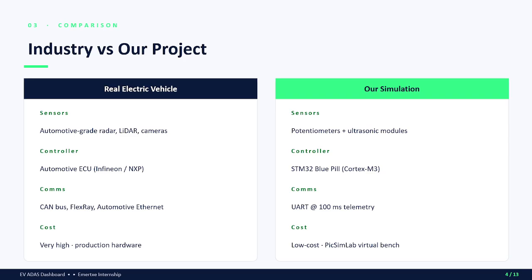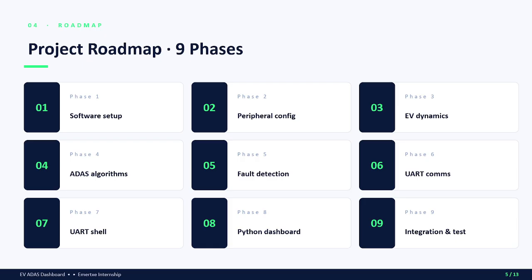Real electric vehicles use wheel speed sensors, radar, cameras, and CAN communication. In my project, I replaced these expensive components with potentiometers, ultrasonic sensors, UART communication, and a Python dashboard. Although simplified, the working principle remains the same and helps demonstrate how an actual EV monitoring system operates.